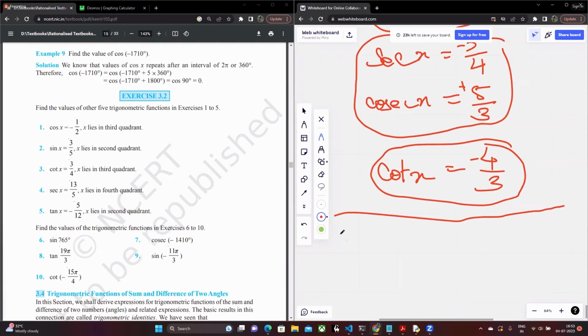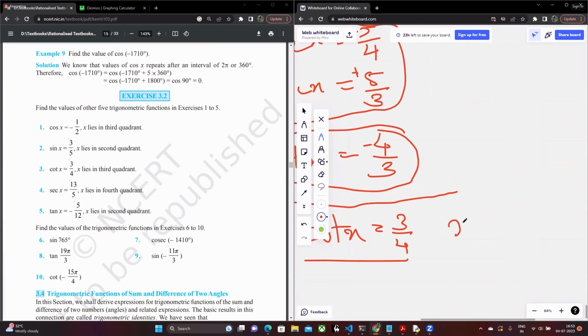That concludes the second question. Going to the third question. Cot x is 3/4, and x lies in the third quadrant.